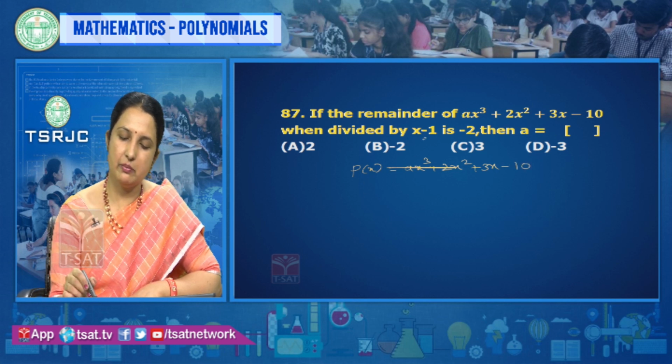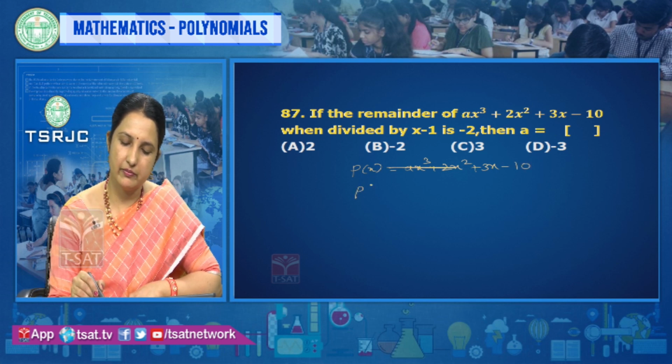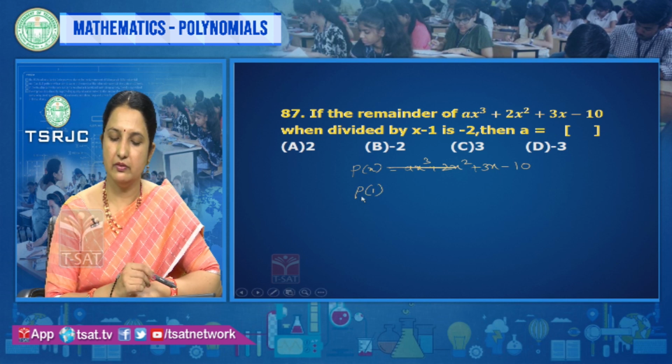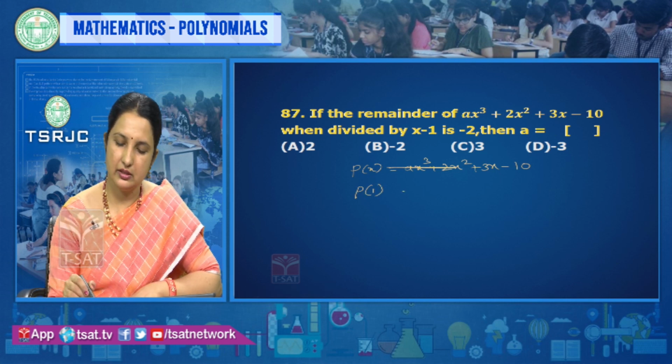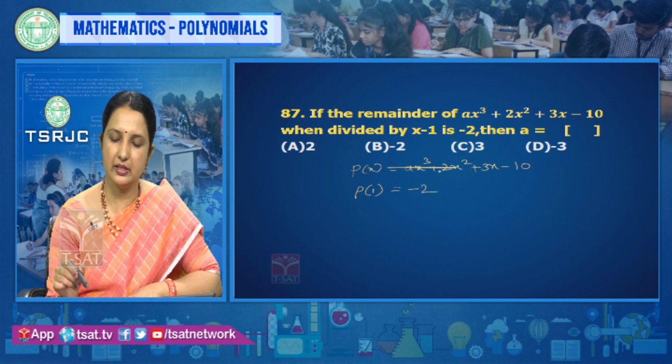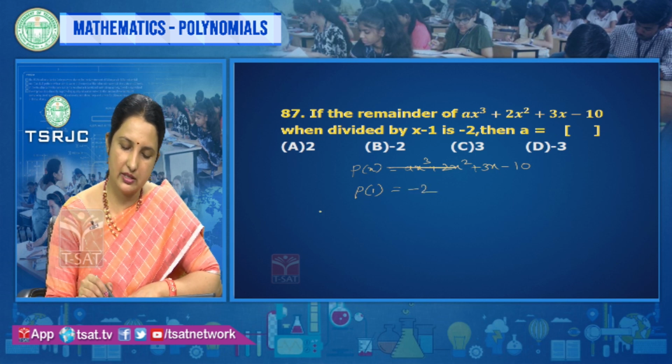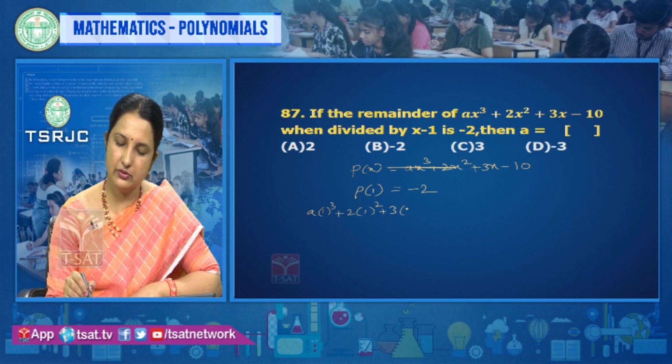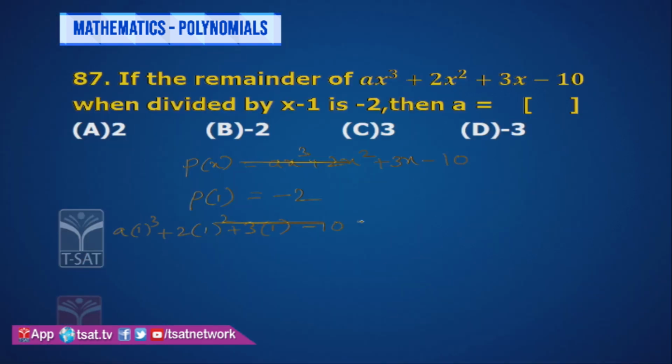When it is divided by x minus 1, we get p of 1. What is given? Minus 2 as a remainder is given. So p of 1 equals, substituting the x value, 1 cube plus 2 into 1 square plus 3 into 1 minus 10 equals minus 2.